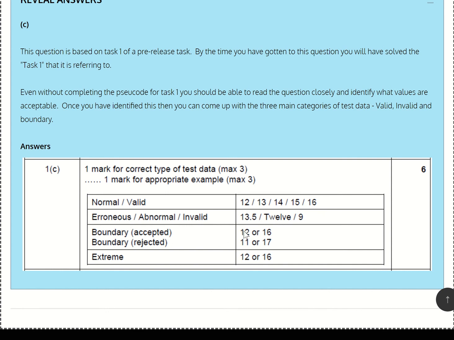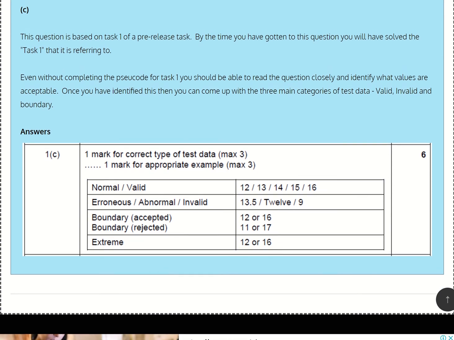Boundary accepted: 12 or 16. So 12 is the lower boundary, this is the upper one, and boundary rejected, this is lower than the minimum number, and this is higher than 16. And extreme data, 12 or 16, which is the maximum or the minimum. Thank you.